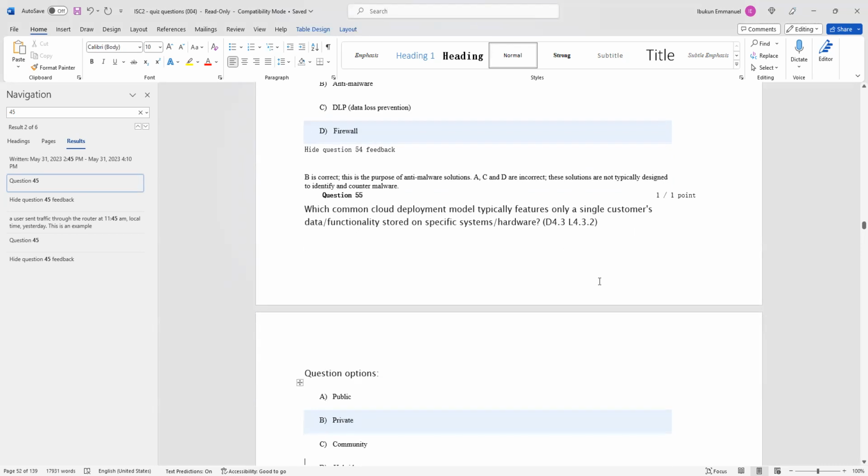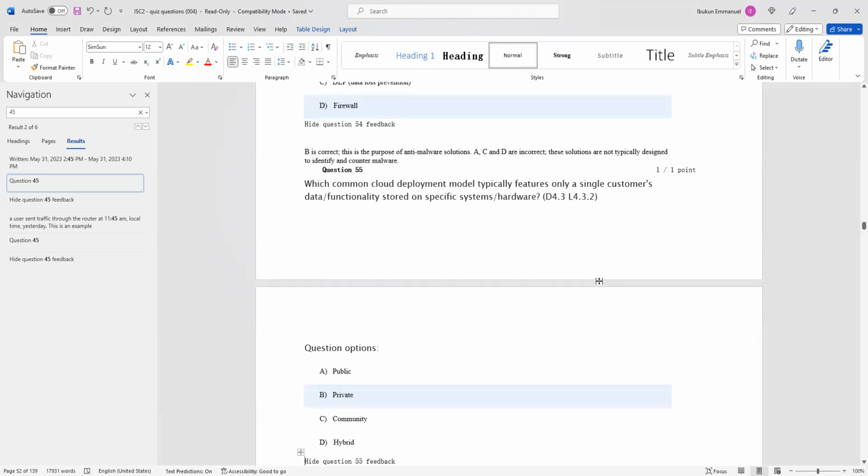Okay, which common cloud deployment model typically features only a single customer's data functionality stored on specific systems and hardware? Is that public cloud, private cloud, community cloud, or hybrid cloud? Let's take a look at this. Thank you. So which common cloud deployment model typically features a single customer's data functionality stored on specific systems, hardware? Public, private, community, hybrid.